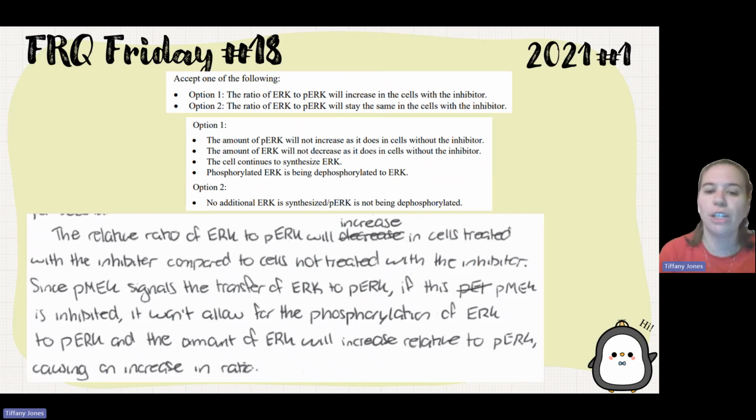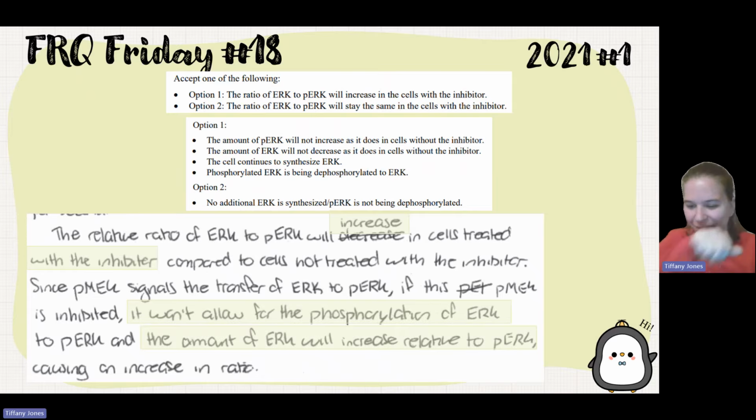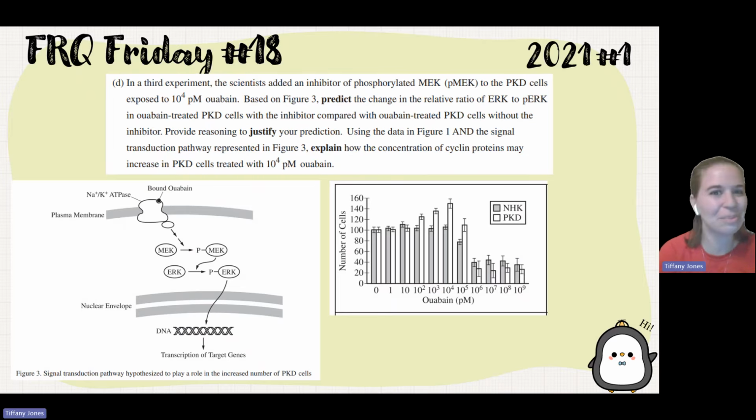So as you said, the relative ratio will increase in cells treated with the inhibitor compared to cells not treated with the inhibitor. Since PMEK signals the conversion of ERK to PERK, if PMEK is inhibited, it won't allow for the phosphorylation of ERK to PERK, and the amount of ERK will increase relative to PERK, causing an increase in the ratio. As you see, still alphabet soup.